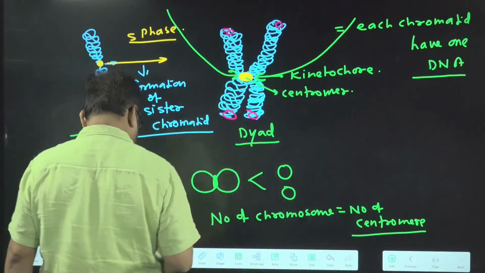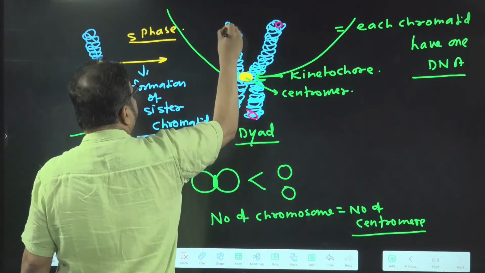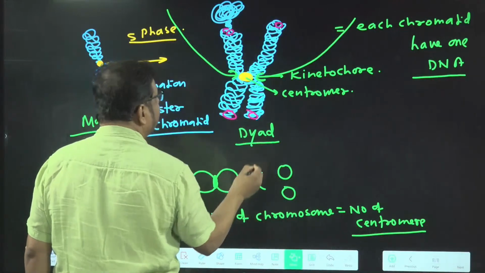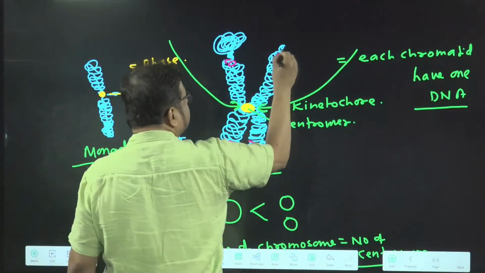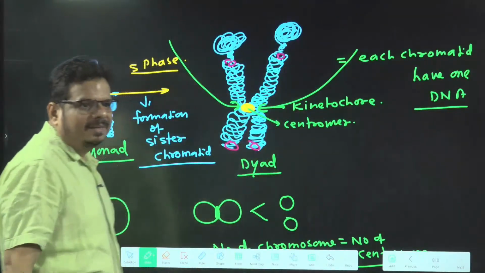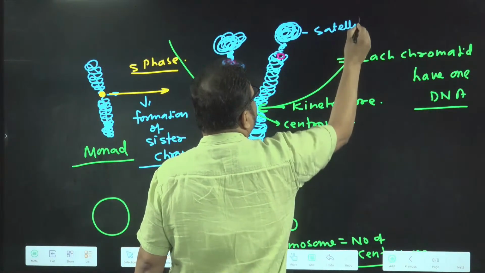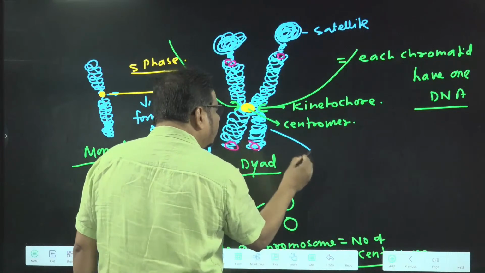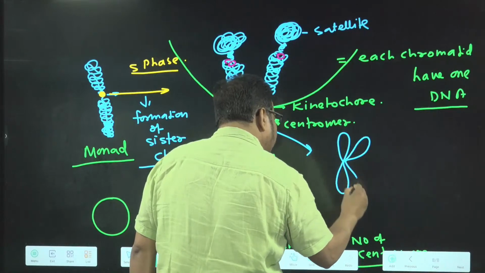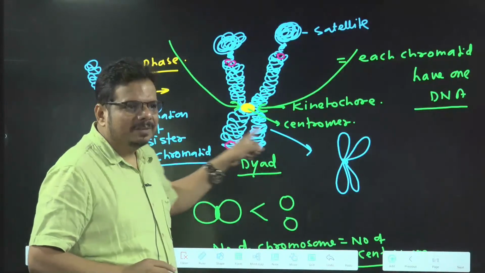Suppose that here, after some constriction, a bulged out region is there. So this constriction is called secondary constriction, and this bulged out region is called what? Satellite. And that is the diagram in your mind. In your mind, the chromosome picture is there, right? This picture, any differences between these two? Both are the same, right?